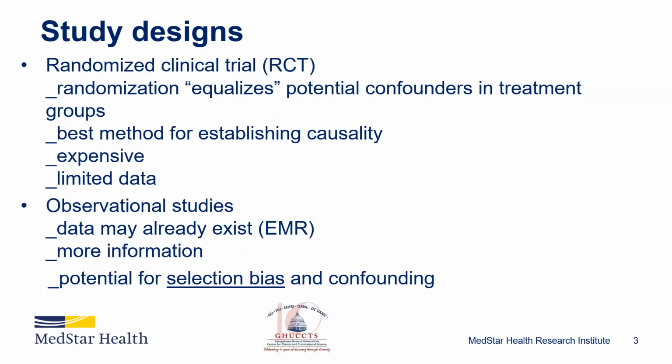What we mean by that is that people are self-selected, or they're selected by someone else for a particular treatment group. They're not randomized, either because there's an ethical issue, or because it's just impractical, or it would be just impossible to randomize in a particular situation.